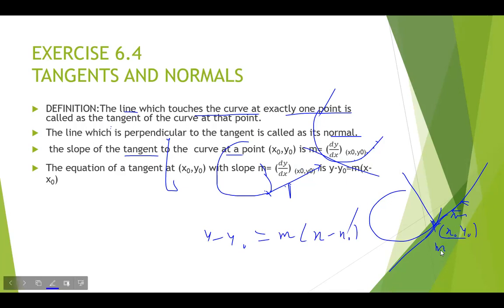How do you find the slope of the tangent? By differentiating the equation of the curve, we find dy by dx. Then we substitute that particular point x naught, y naught into it, and we get the slope of that curve.